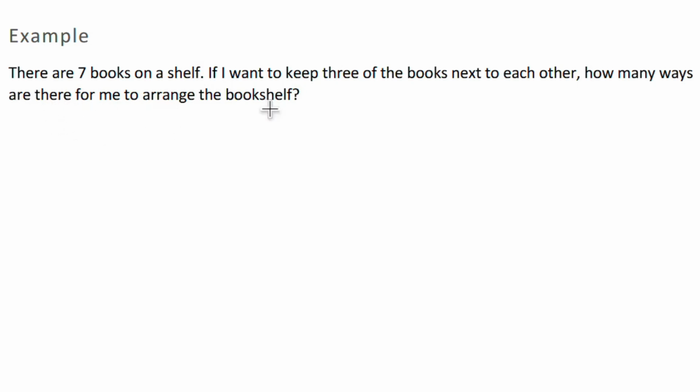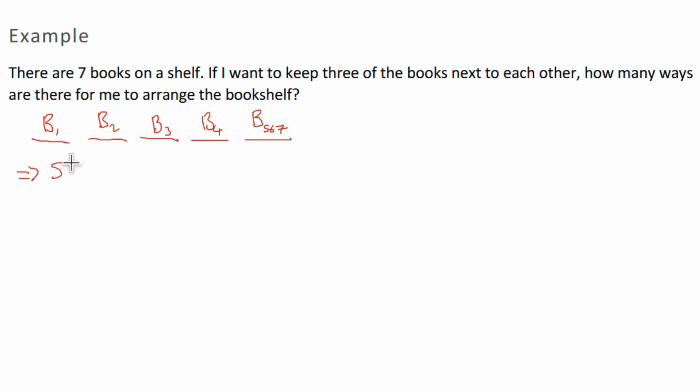So if we're going to block those 3 books together, that means we have 5 blocks. We have block 1, block 2, block 3, block 4, and the block that contains books 5, 6, and 7. That is a single block in this case.